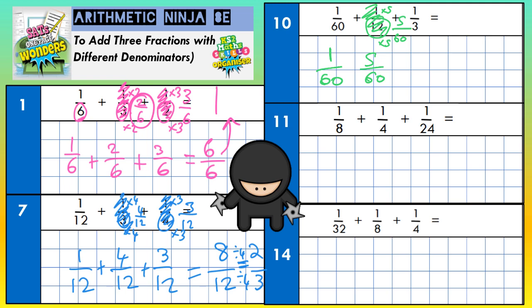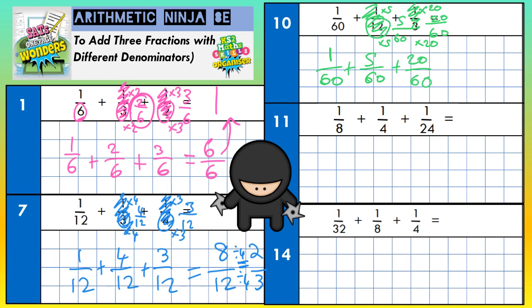1/3, we also need 1/3 in 60ths. So to get from 3 to 60, well, 3 lots of 20 is 60. So you need to times the top number by 20 as well. 1 times 20 is 20. So that is 20/60ths. Scribble out the 1/3, and we're dealing with 20/60ths. All we've got to do now is add everything together.